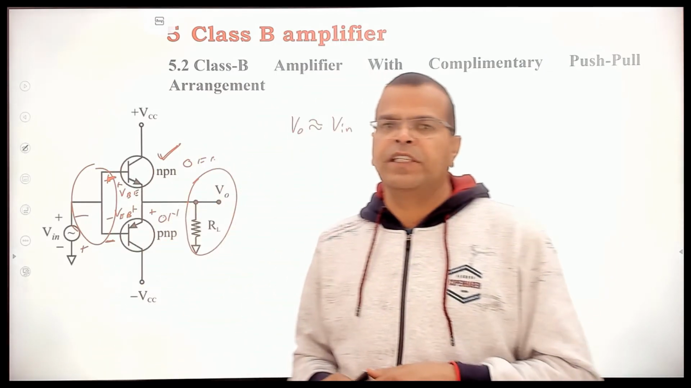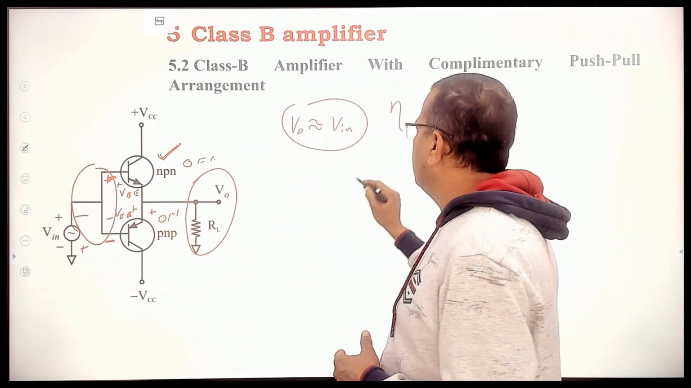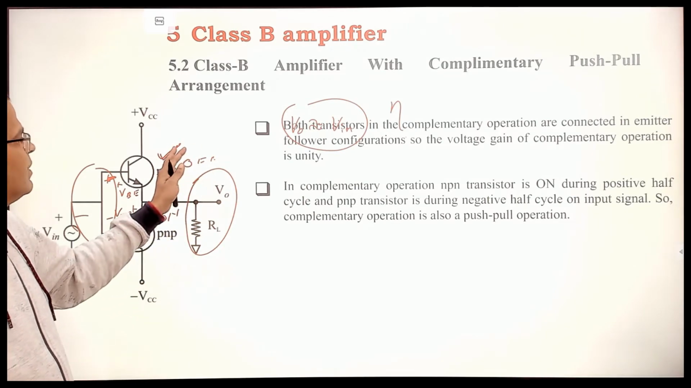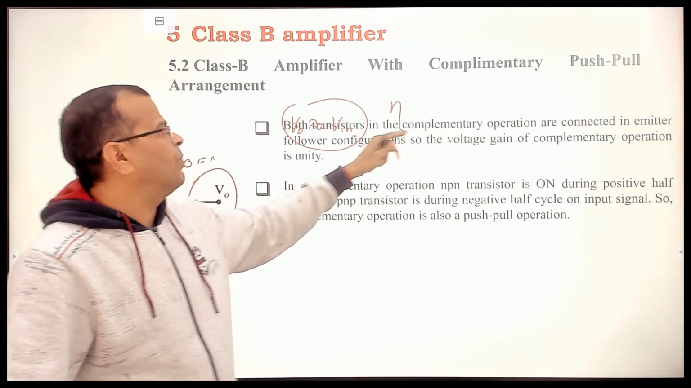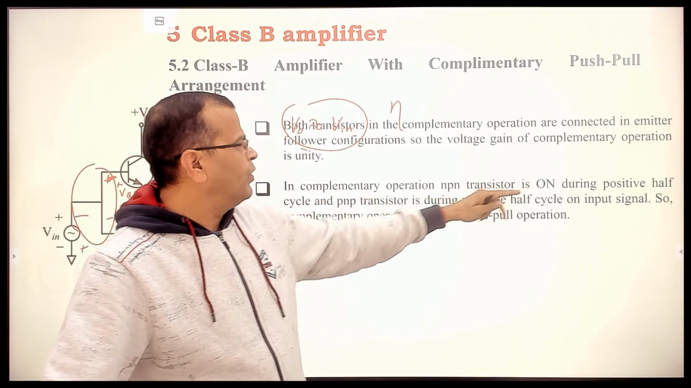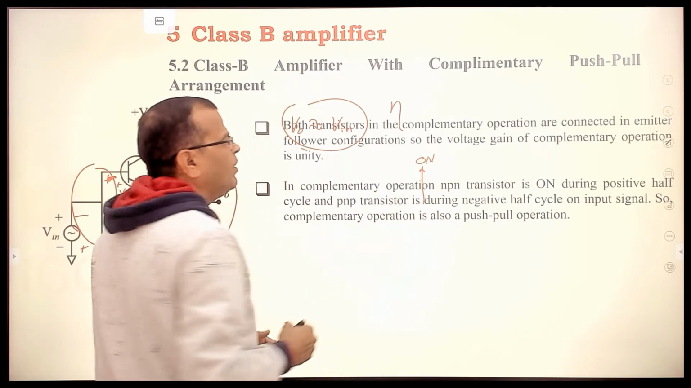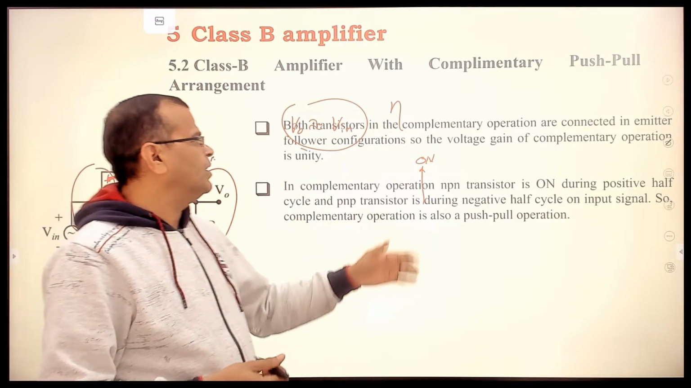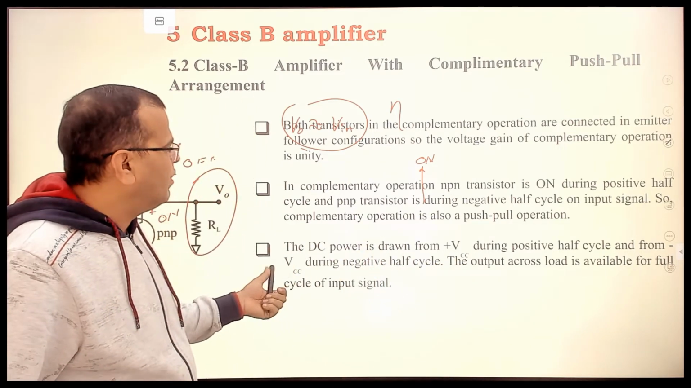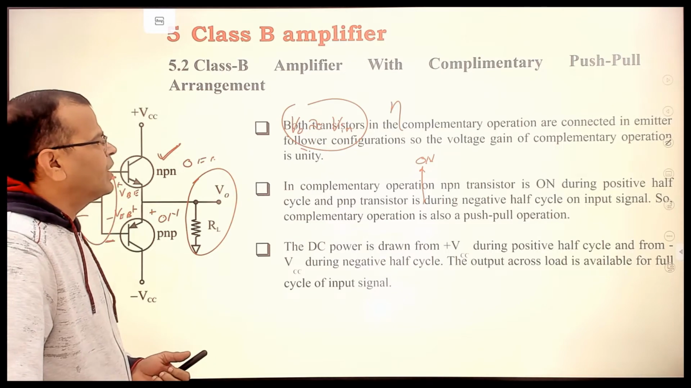Now we need to find the conversion efficiency of the amplifier. And you know what conversion efficiency is? So we will see conversion efficiency for this case. As a small theoretical introduction, both transistors in complementary operation are connected in emitter follower configuration. So the voltage gain of complementary operation is unity. In complementary operation, the NPN transistor is on during the positive half cycle and the PNP transistor is on during the negative half cycle. So this is on during the negative half cycle of the input signal. Complementary operation is also known as push-pull operation. The DC power is drawn from positive VCC during the positive half cycle and from negative VCC during the negative half cycle. So output across the load is available during the full cycle of the input signal.